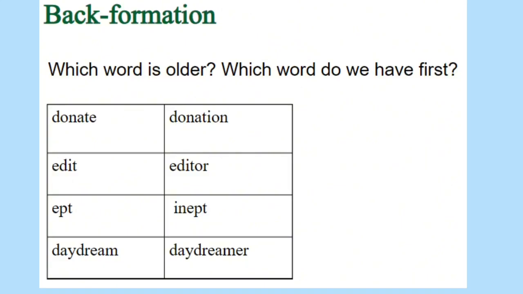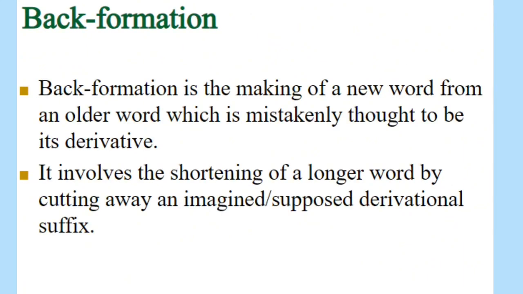Now, back formation. Which word is older? Which word do we have first? Donate, donation. Edit, editor. Daydream, daydreamer. Apt, inept. So this is called back formation. Back formation is the making of a new word from an older word which is mistakenly thought to be its derivative. It involves a shortening of a longer word by cutting away an imagined or supposed derivational suffix.